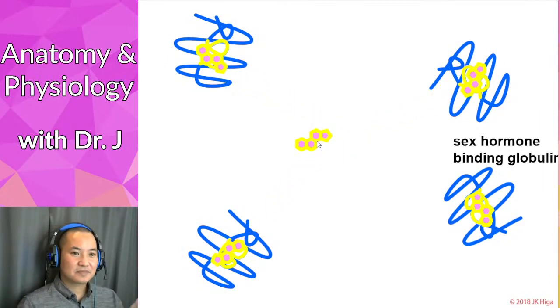You can have free hormones, especially when we talk about testosterone or estradiol: free estrogens, free thyroid hormone, free testosterone, where it's not bound to one of these globulins. But the vast majority are bound to this because, again, hydrophobic compounds have a hard time dissolving in water. Most of these hydrophobic hormones are bound to some sort of globulin, and that's the major form of transport throughout your body.